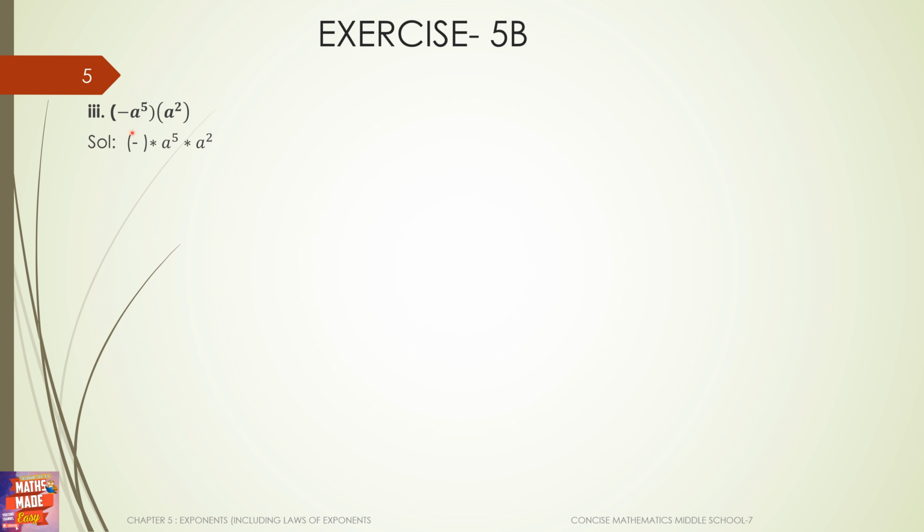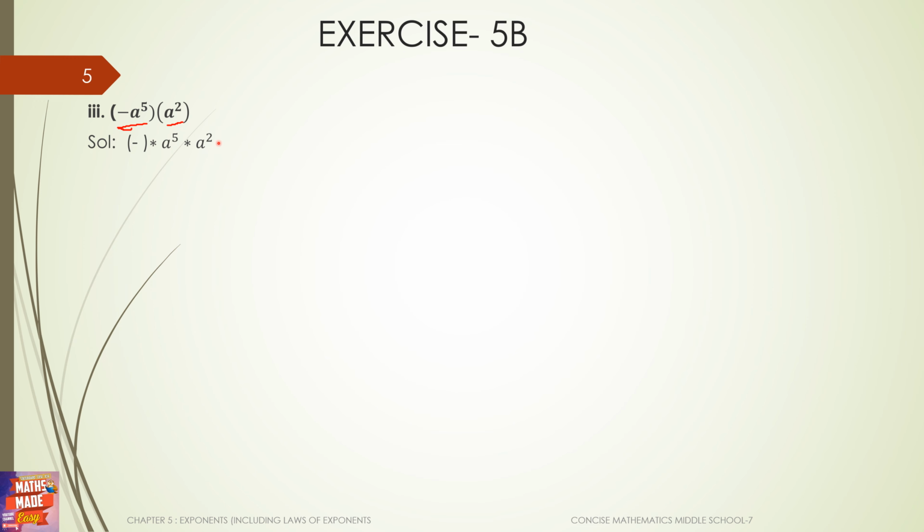Here, minus a to the power of 5, a to the power of 2. Now get this minus aside, because you need to make the base as a. Because here, look here, the base is minus a, here it's a. You can't apply the formula when it is like this. The bases should be equal, then only you can apply it. For making this base equal, you can just get this minus aside and place a to the power of 5 into a to the power of 2.